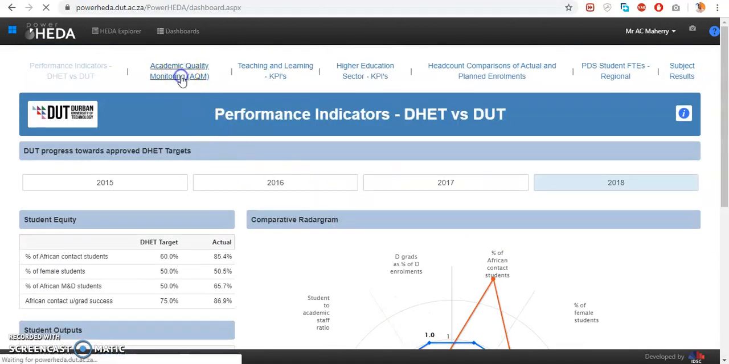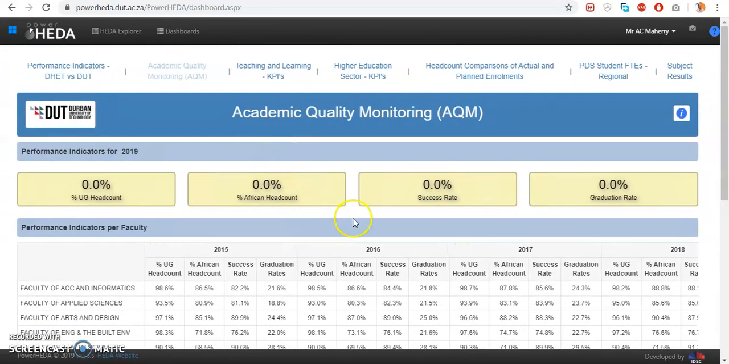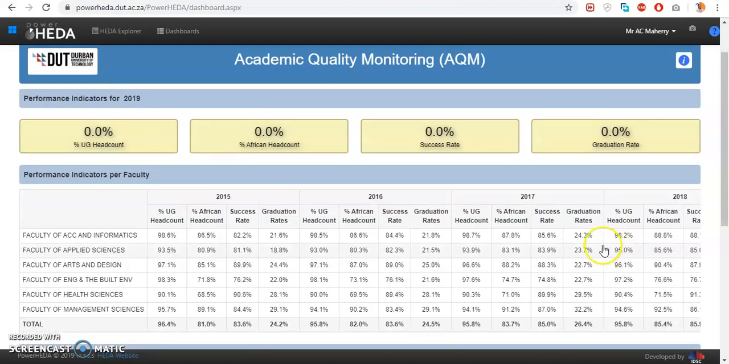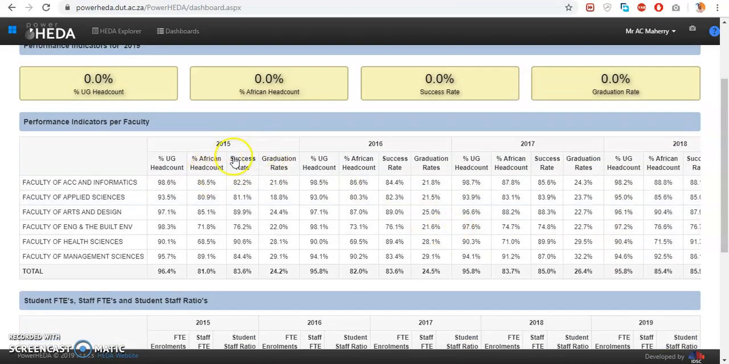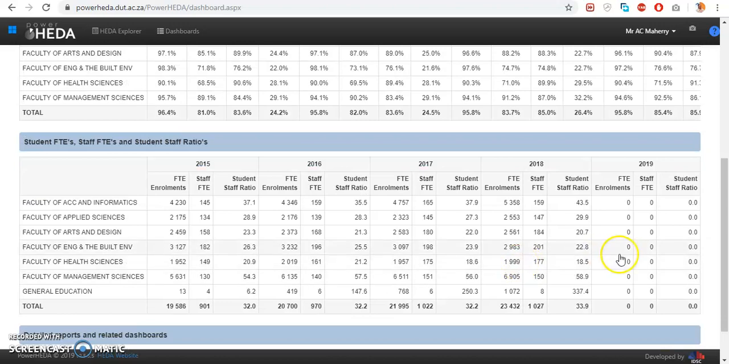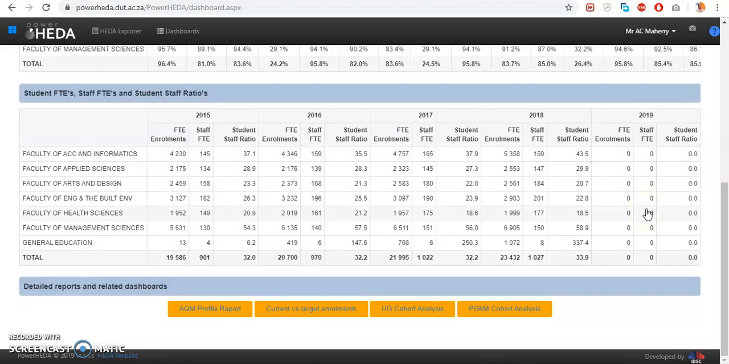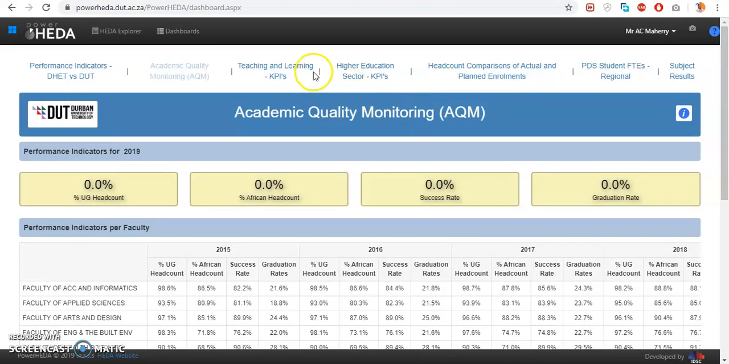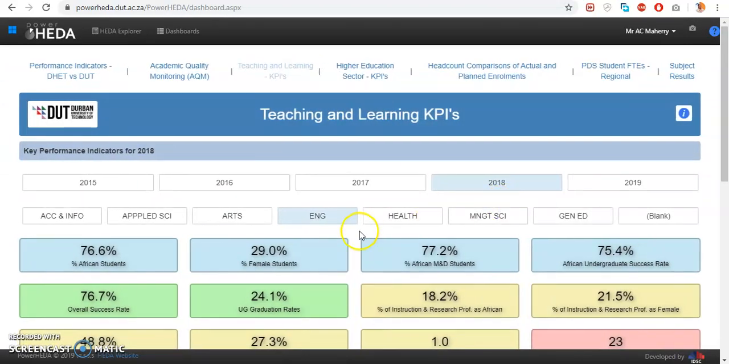We can go have a look at the AQM, the Academic Quality Monitoring Dashboard. And here for all of the faculties, it shows you what the undergraduate percentage headcount is, the percentage African headcount, your success rates, your graduation rates, for 2016, 17, 18, and the 2019 data is showing as blank because we are still in 2019. We can have a look at the teaching and learning KPIs, your key performance indicators.